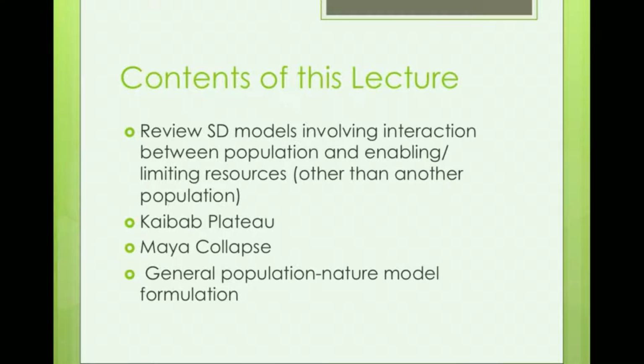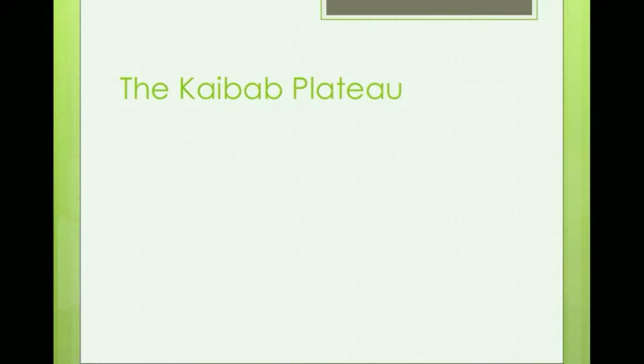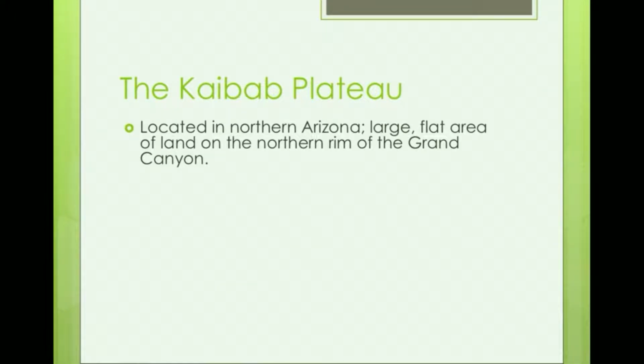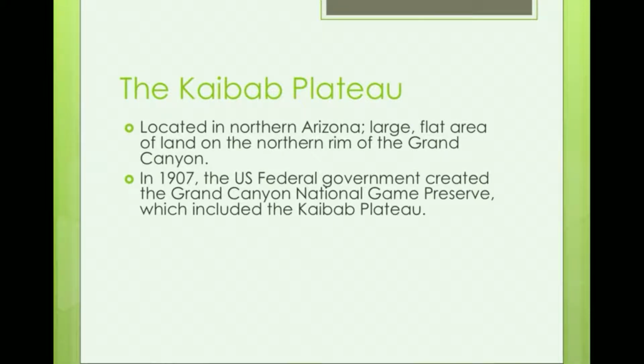So I'm going to jump right in and talk about the first case study, which is the Kaibab Plateau, located in northern Arizona. It's a large, pretty flat area of land just north of the Grand Canyon, and I'll show you a map. At the beginning of the 20th century, the U.S. government created the Grand Canyon National Game Preserve, and that preserve included this Kaibab Plateau.